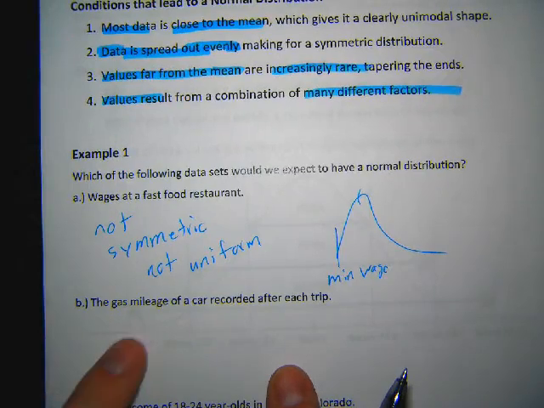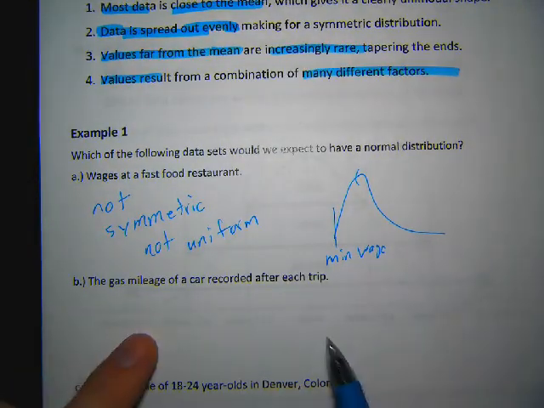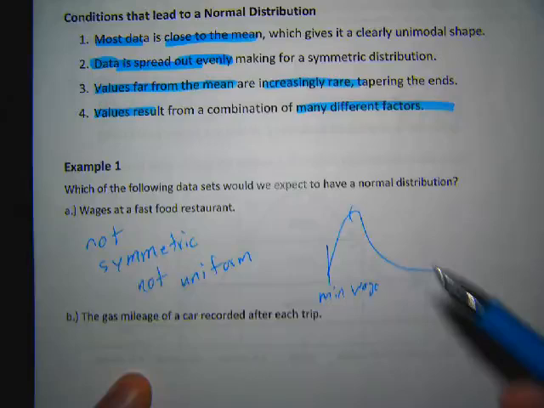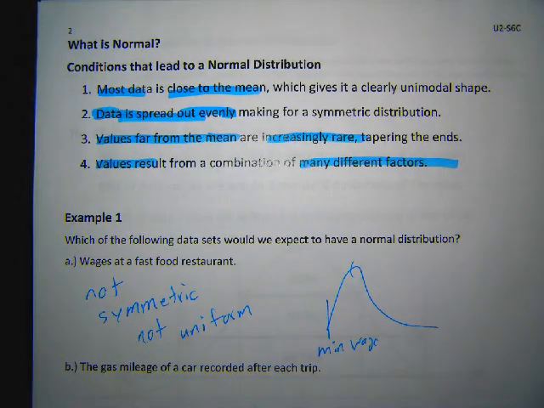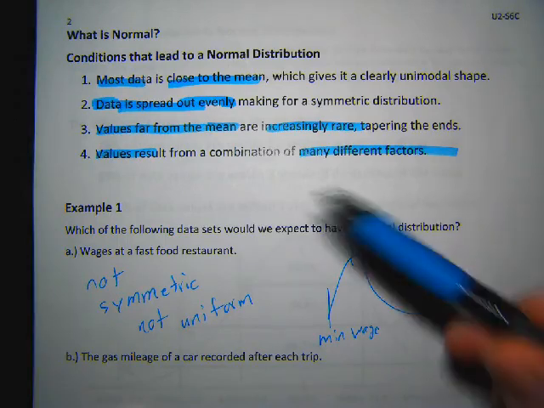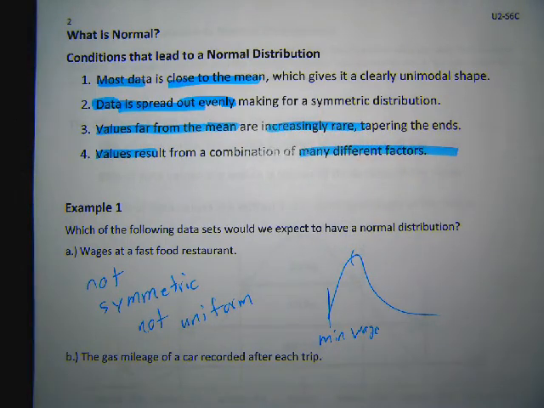Now, gas mileage of your car would probably be a good example of something that would be uniform. Most of the data is going to be close to average, so most of the time you're looking at the average mileage per gallon for your car. It's going to be spread out pretty evenly. Some days you're going to have mileage that's a little bit better, some days it's a little bit worse, so it's going to be kind of spread out evenly. There's not one reason why one's going to be way higher than the other.